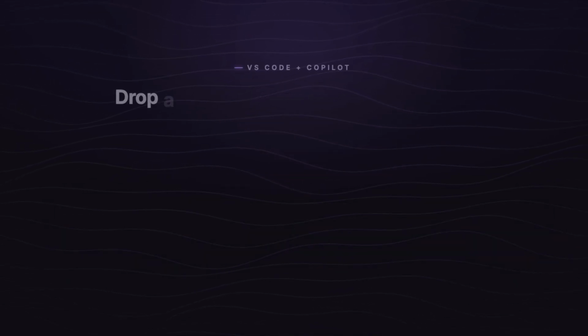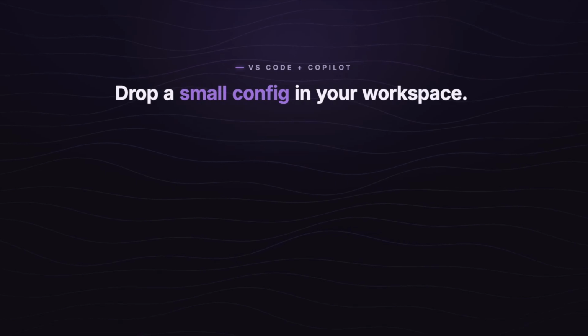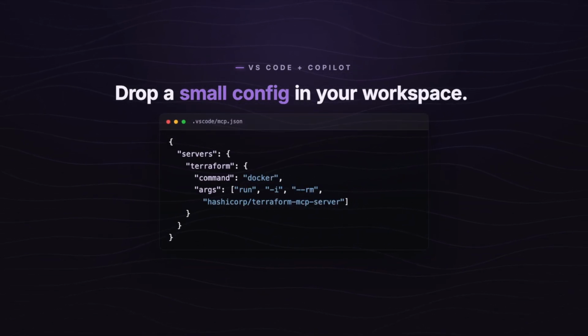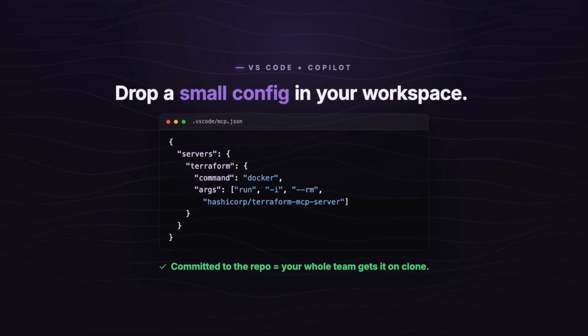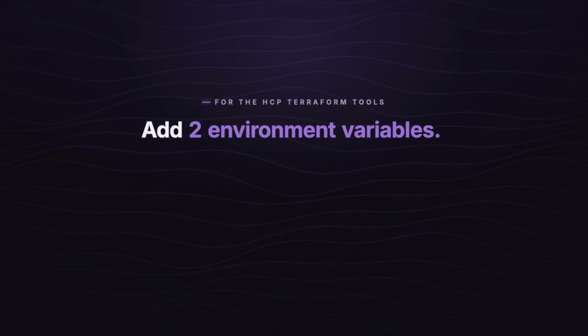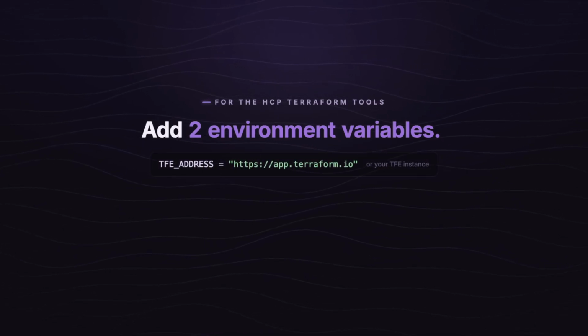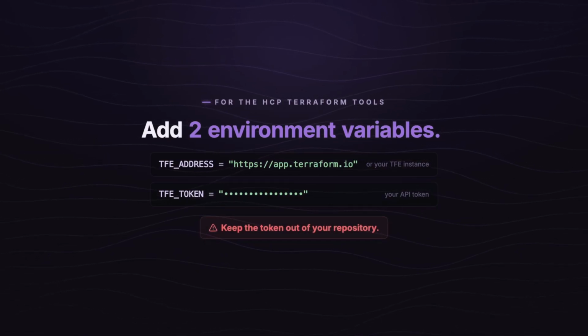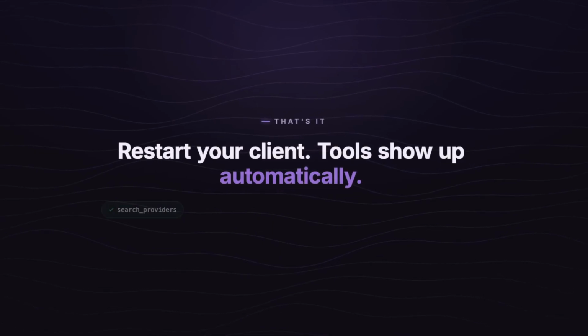If you're using VS Code with Copilot, you just drop a small config into .vscode/mcp.json in your workspace, which also means your whole team gets it when they clone the repository. And if you want to use the HCP Terraform tools, you actually need to add 2 environment variables, the TFE address if you're using TFE, and the TFE token. You should keep that token out of your repository, obviously. And that's it. You just restart your client and the tool shows up automatically.